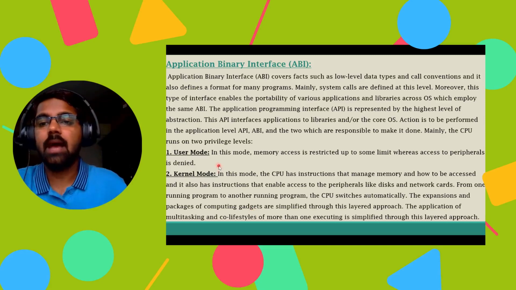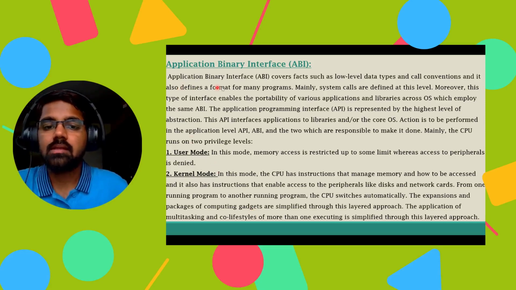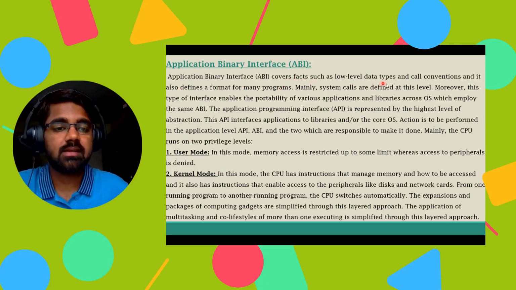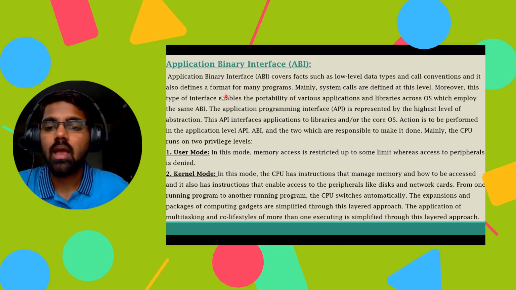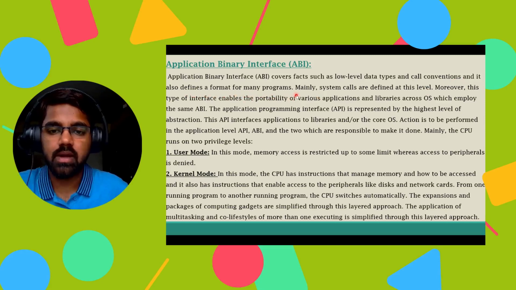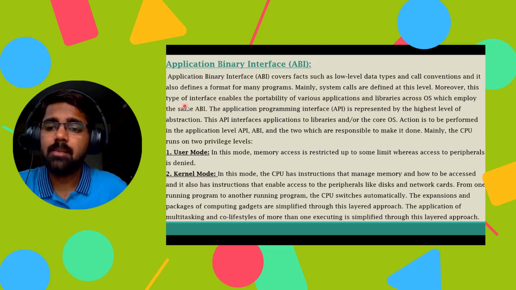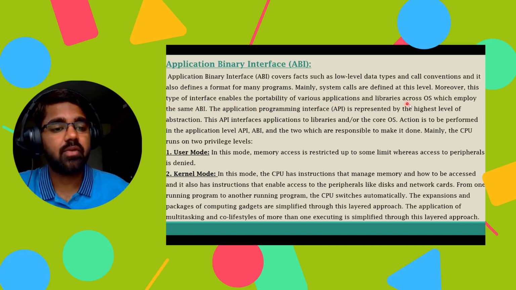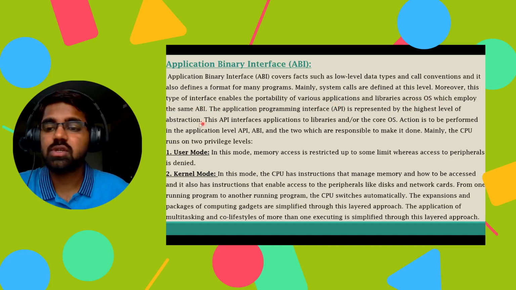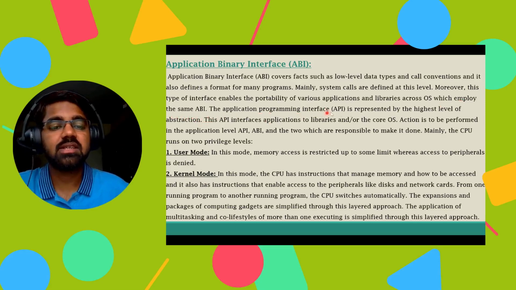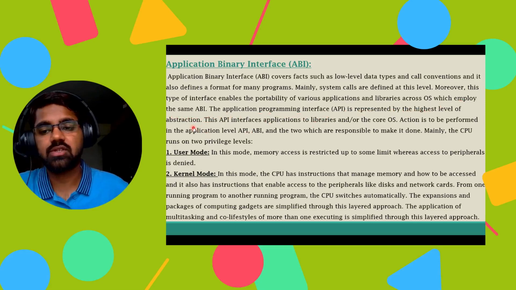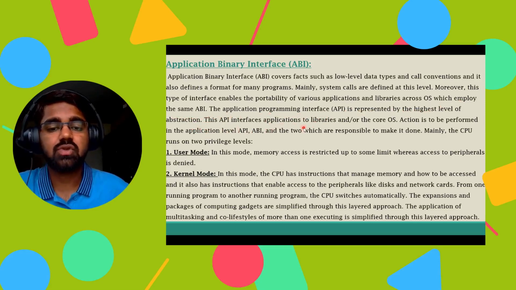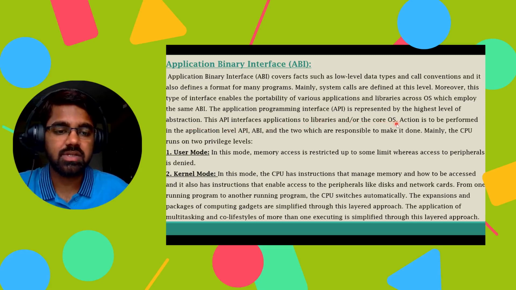Next, we have the application binary interface, ABI. The ABI covers facts such as the low-level data types and call conventions. It also defines a format for binary programs. Mainly, the system calls are defined at this level. Moreover, this type of interface enables the portability of various applications and libraries across operating systems which employ the same ABI. The application programming interface is represented by the highest level of abstraction. This API interfaces applications to libraries and/or the core operating system.